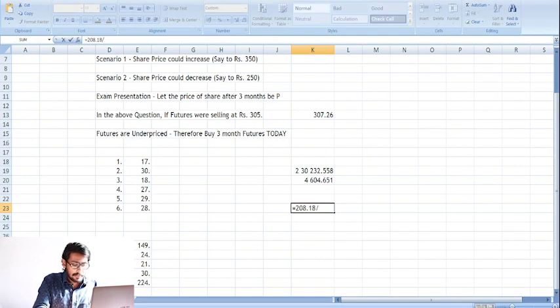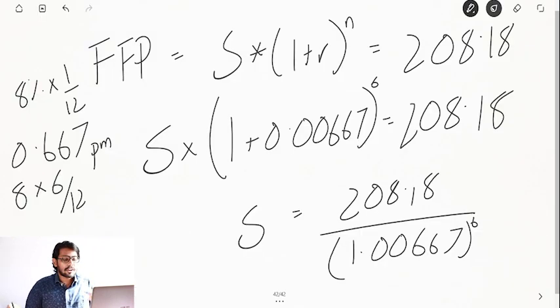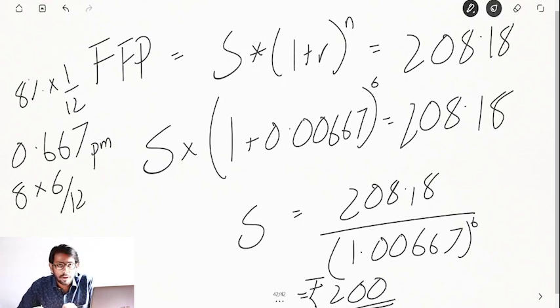208.18 divided by 1.00667 raised to 6. You will get 200.04, or depending on your calculator, you might get exactly rupees 200. That is your spot price.